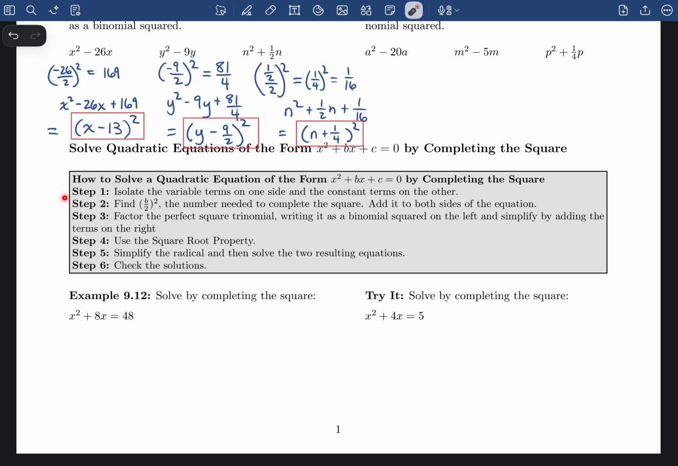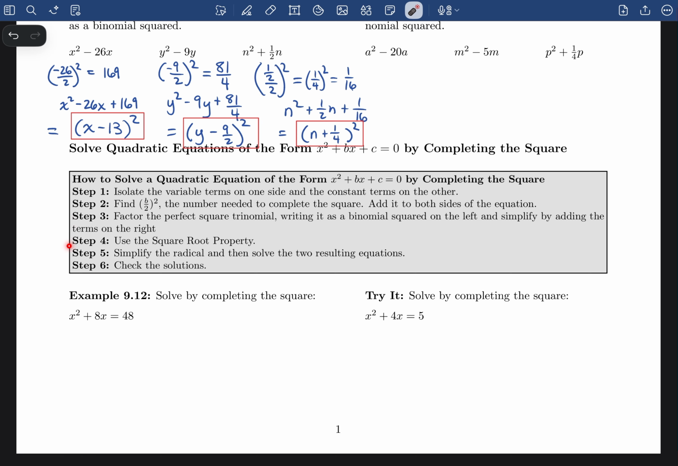Isolate the variable terms on one side and the constant terms on the other. Step 2, find b divided by 2 squared, the number needed to complete the square. Add it to both sides of the equation. Step 3, factor the perfect square trinomial, writing it as a binomial squared on the left, and simplify by adding the terms on the right.